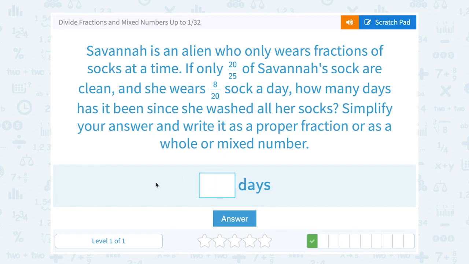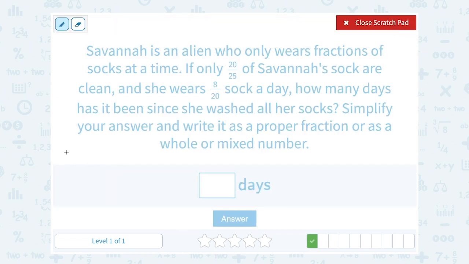Savannah is an alien who only wears fractions of socks at a time. If only 20/25 of Savannah's socks are clean and she wears 8/20 socks a day, how many days has it been since she washed all of her socks? Okay, well, if we take what she has, 20/25, and we divide it by how many socks she wears a day, which is 8/20, that should tell us how many days it's been since she washed all of her socks.